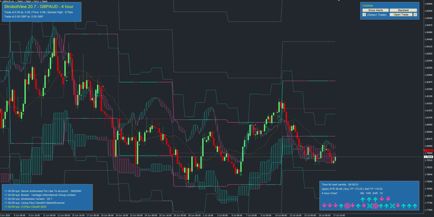Look at this one. There's an entry here. You can see the ATR is up. The stop's actually going to be back here.